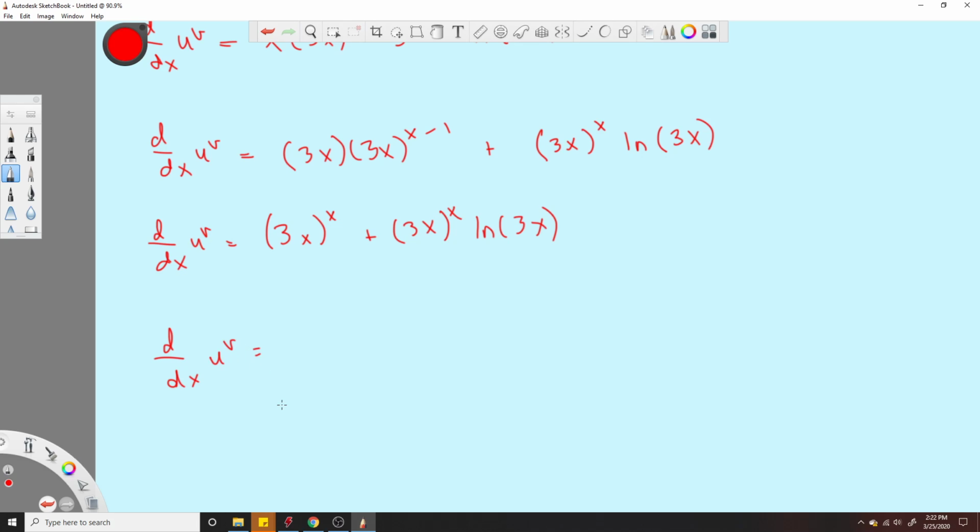Oh, shoot. Just to be more clear, this should say d/dx of 3x to the x is equal, because that's the original problem, right? 3x to the x, I'm just factoring the 3x here. 1 plus ln of 3x. There you go. That's your answer.